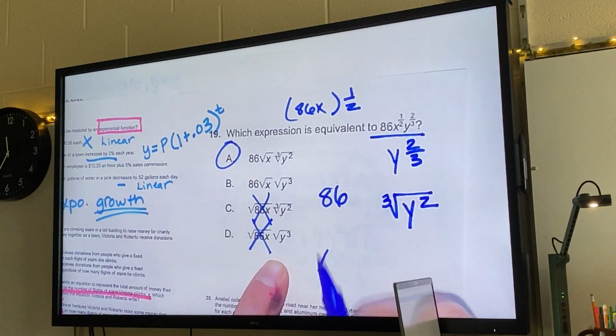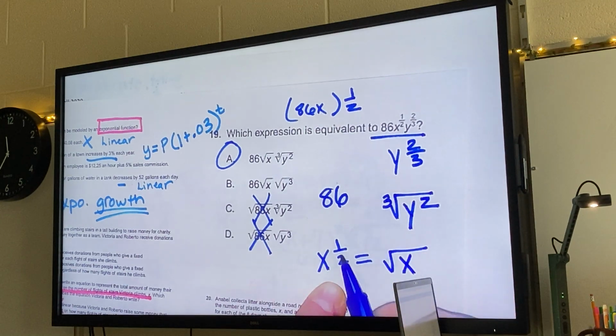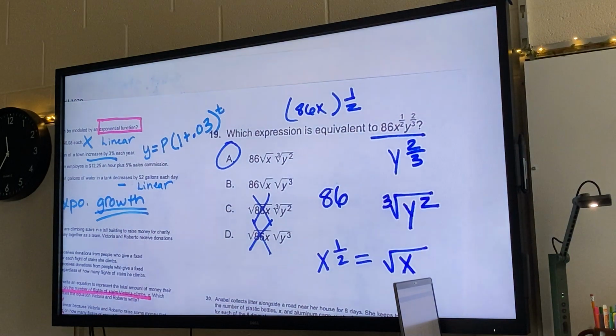You guys, x to the 1/2 is the same as the square root of x. When you see a 2, this is a square root. We just don't write the 2 when we do a square root. The square root of x is x to the 1/2.